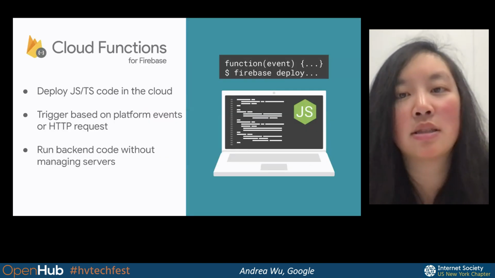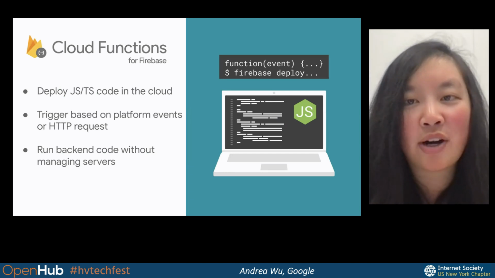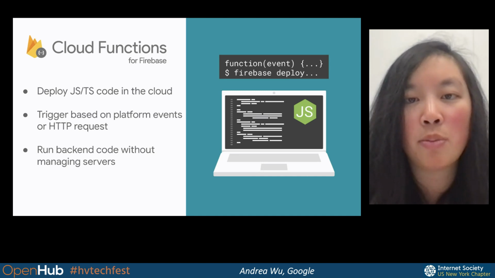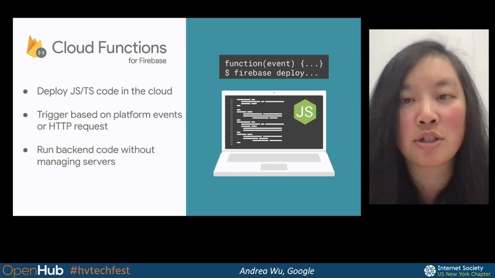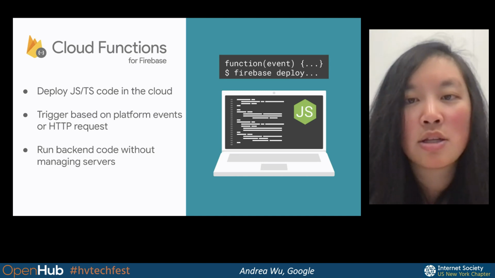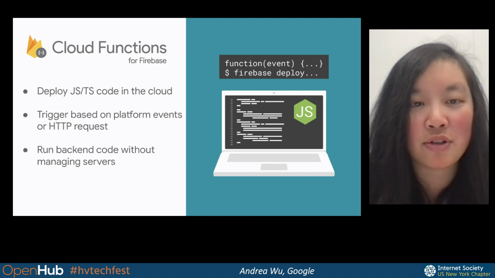So Cloud Functions can let us run code in the cloud, and it's a secure environment, and you can write it just once for both iOS and Android. To run the code, you can trigger it based on platform events or an HTTP request on both platforms. And since it's running on the cloud off of the user's device, this isn't going to be hard on their devices. So basically, you can run backend code without managing any servers.